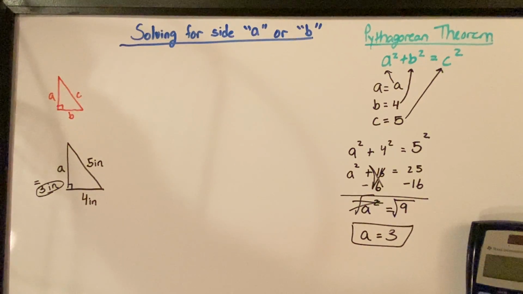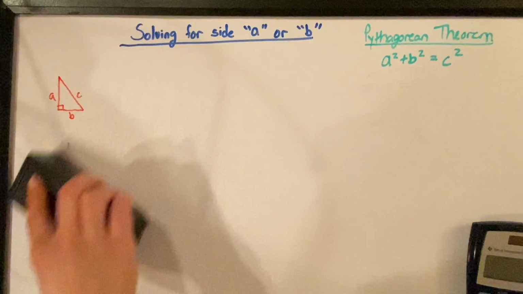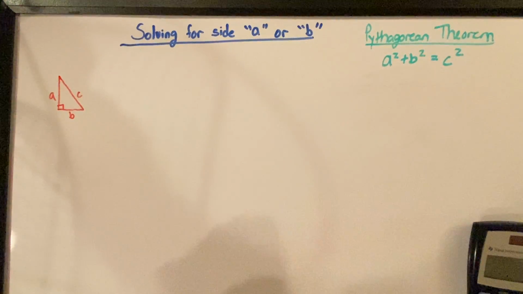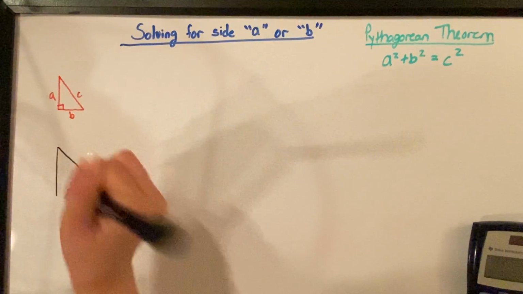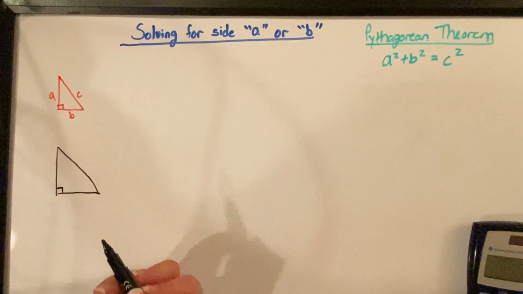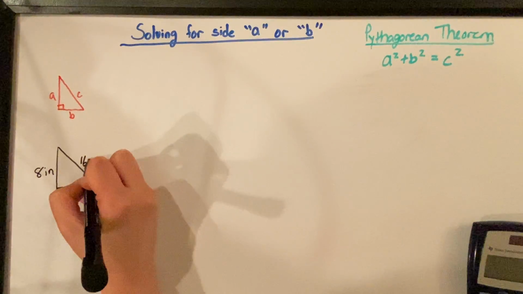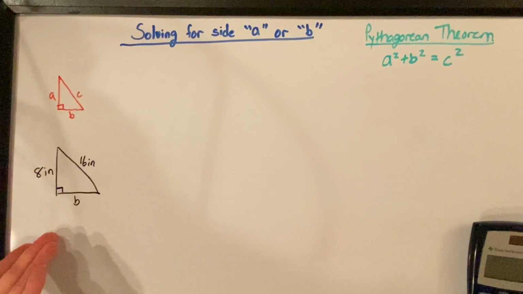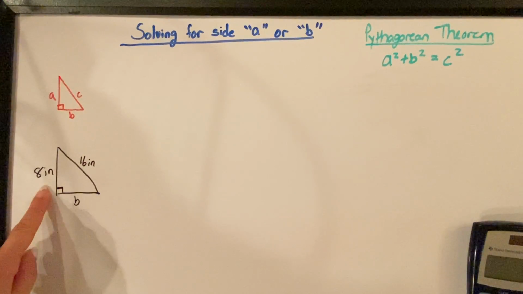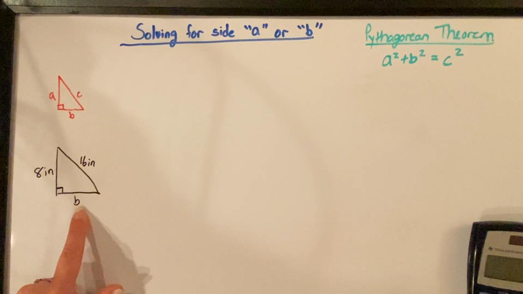B is the exact same way. We're going to quickly do B. So I'm just going to erase all this, and let's do one more example, because the shorter these videos are, the better you guys pay attention. Okay, so here we're going to make this 8 inches, I'm going to make this 16 inches, and then I'm going to make this B. Alrighty, so here's my right triangle. Now let's solve for B. This side is 8 inches, my hypotenuse is 16 inches, so how long would B be?